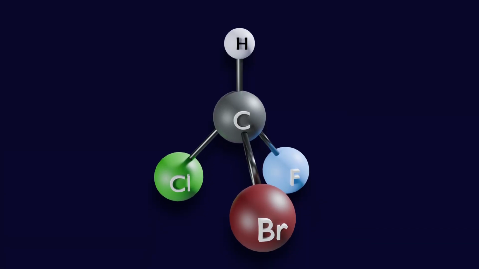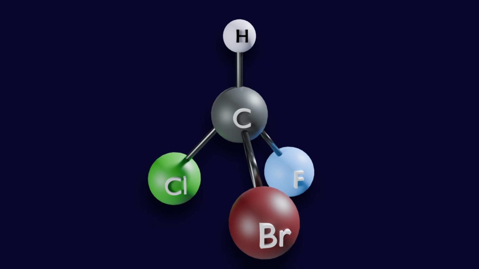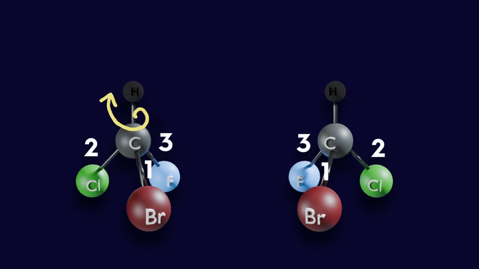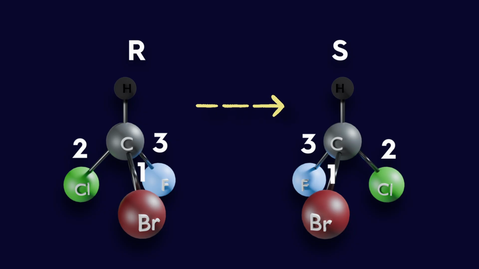So how do you assign configuration? Number the 4 groups by atomic number. Point the lowest priority away, then trace 1 to 2 to 3. If the path goes clockwise, it's R. Counterclockwise, it's S. Flip the mirror, and R becomes S.